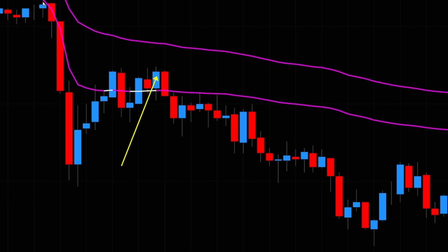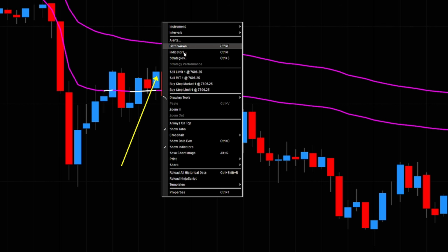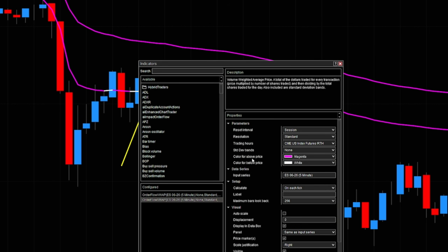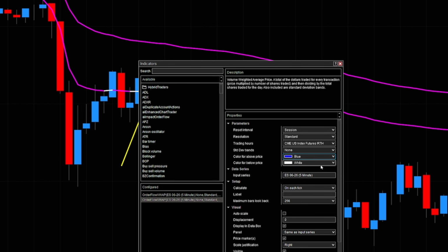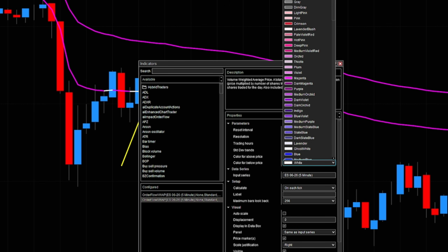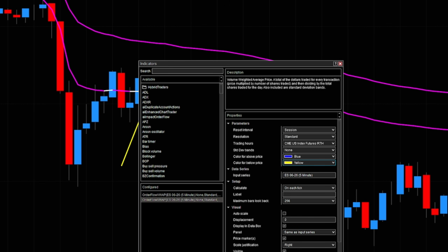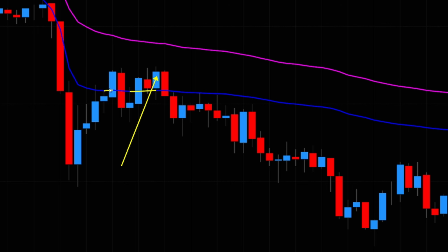Now, if you want to change the colors of the two different VWAPs, so you know which one is New York and which one is the session VWAP, we can go right back to indicators. Right here where it says color above price, let's say we want one of them to be blue, and then color below price, we go ahead and set that to yellow just to make it drastically different. And you can see right here the color of the VWAP. When we're above it, it's yellow. When we are below it, it is blue. So if you want to distinguish which is which in terms of the VWAPs, that would be a very easy way to do so.